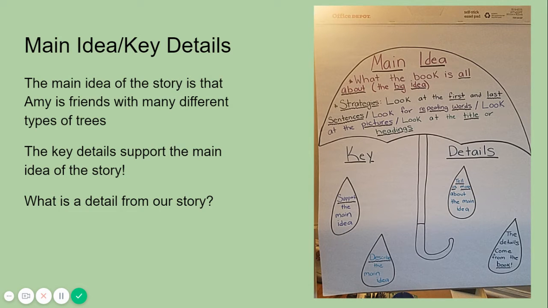The key details from the book are going to support our main idea. They're going to tell us more about this main idea that Amy is friends with many different types of trees. I'd like you to think about the story that we read and think, what could be a detail from our story? What could give us more information or tell us more about how Amy is friends with the different types of trees? Take a minute, think about it, pause the video if you need to, and you can go tell a friend or family member one of our details.